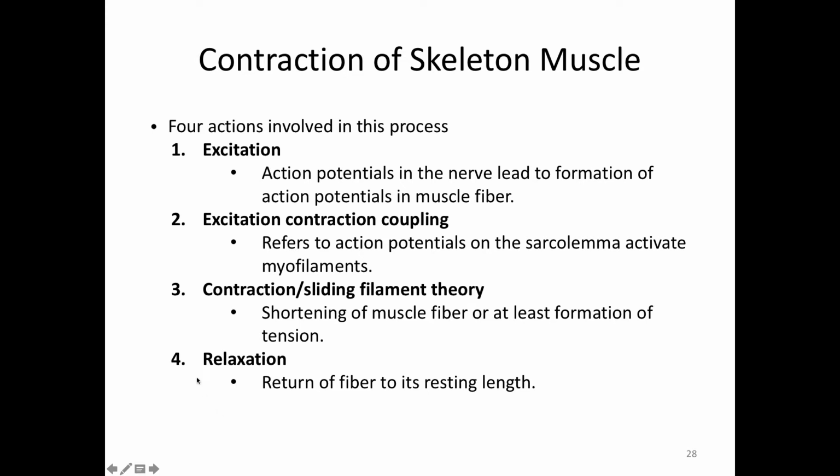excitation is the first step in muscle contraction, and that's where you have to somehow transmit the action potential that travels down the motor neuron and make it so that it gets to the sarcolemma. And that's what the neuromuscular junction is all about.